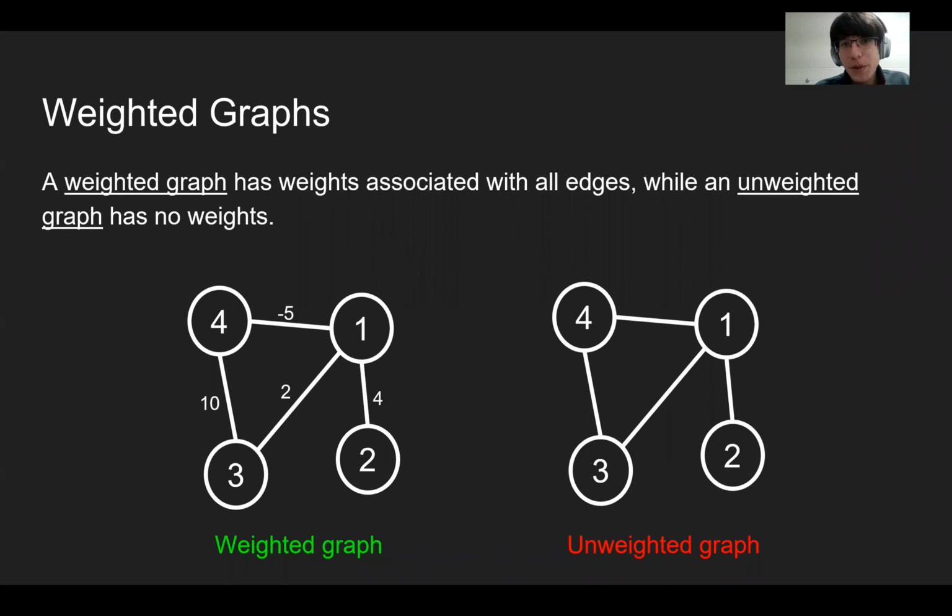Okay, so the next thing is weighted graphs. A weighted graph is a graph which has weights associated with it. So far all we've seen are unweighted graphs, which have no edge weights, but weighted graphs have weights on their edges. Let's look at this example. Here, this edge has a weight of -5. This edge has a weight of 10. This has a weight of 2. This has a weight of 4. And these don't have weights. Maybe you could say the weight is just all 1, but in general, we just say it's unweighted.